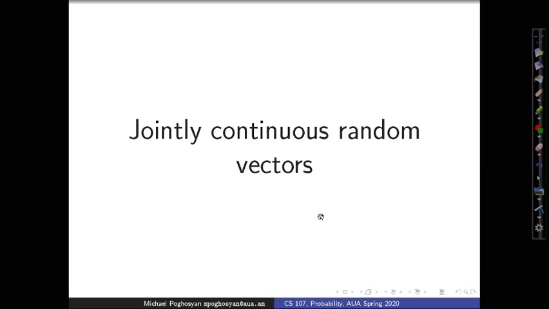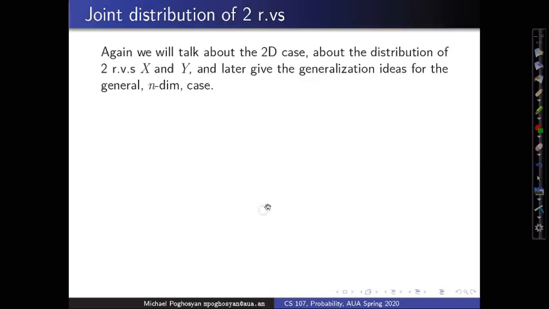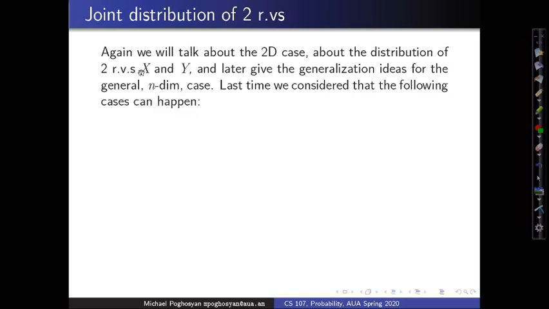Okay, this much. Now let's talk about jointly continuous random vectors. First, and mostly, we will consider the two-dimensional case, and at the end we will quickly give the method to generalize to the general n-dimensional case. So we will talk about two random variables, x and y, and we will consider the case when x and y are jointly continuous in our lecture.